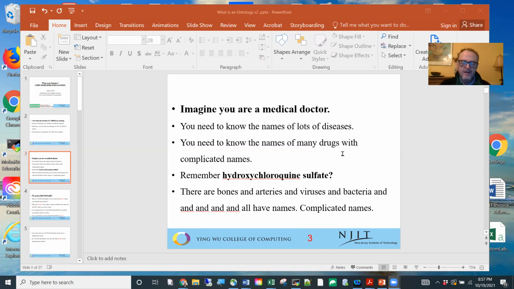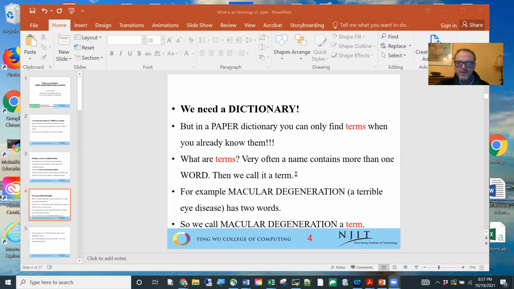And then there are lots of different bones with names and arteries with names and viruses with names and bacteria with names. And all of those are many times very complicated names taken from Latin, long chemical names. So all very difficult. So a poor medical doctor really needs to remember a lot of things. So to help our medical doctor, we want to build a dictionary. But here's a big problem. In the paper dictionary, you can only find the terms when you already know them.